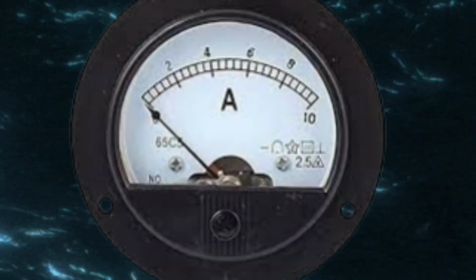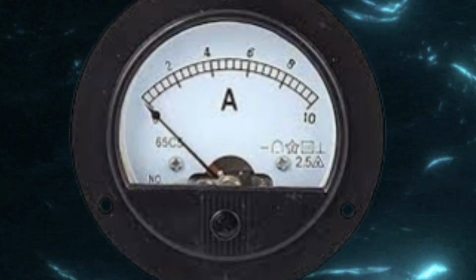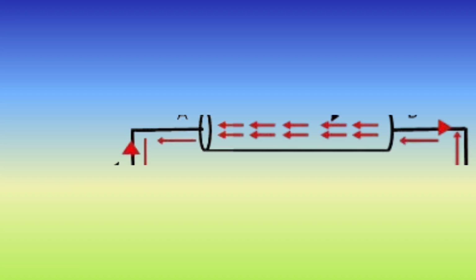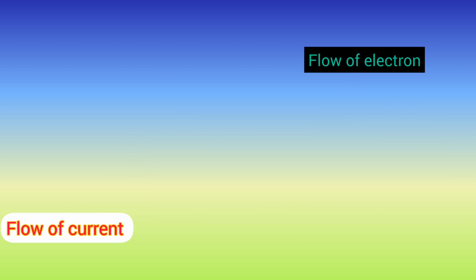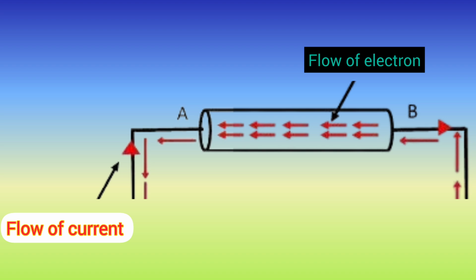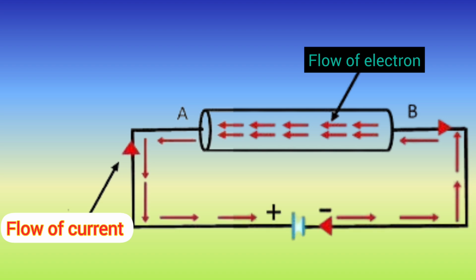But here's a twist. While we think of electricity as flowing from positive to negative, the direction of current is actually defined as the direction in which positive charges flow. This is a legacy from the early days of electricity, when scientists believed that positive charges were the ones moving.